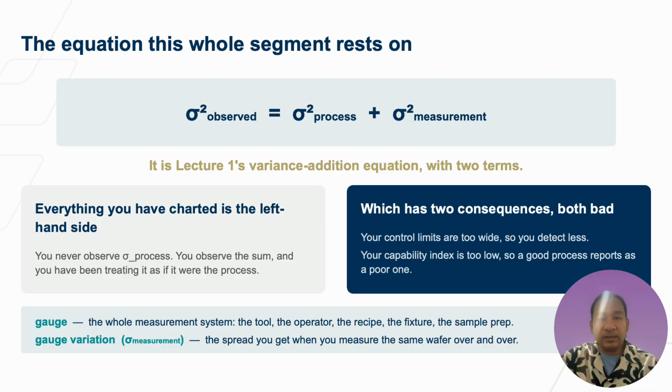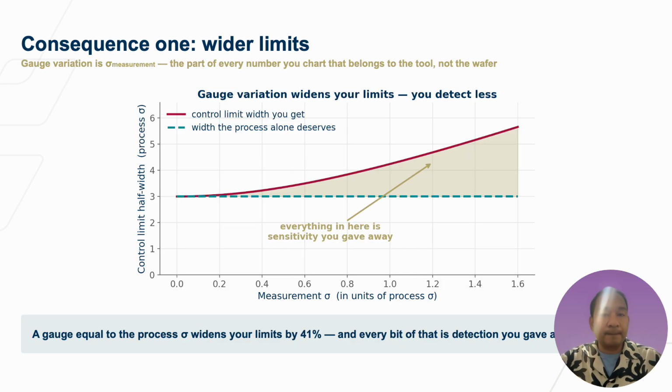One piece of vocabulary first. The gauge is the whole measurement system, not just the CD-SEM: the tool, the operator, the recipe, the fixture, the sample preparation, all together. Gauge variation is the sigma measurement in the equation, what you get when you measure the same wafer over and over and the answer keeps moving. Let us look at each consequence.